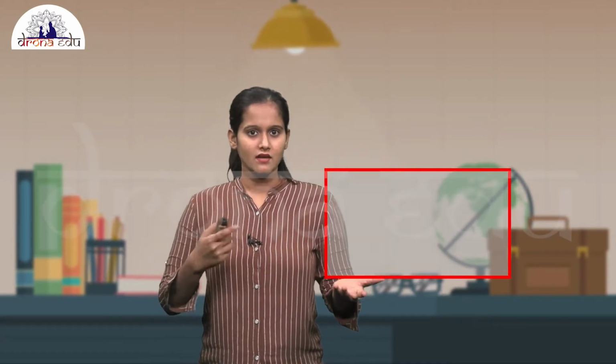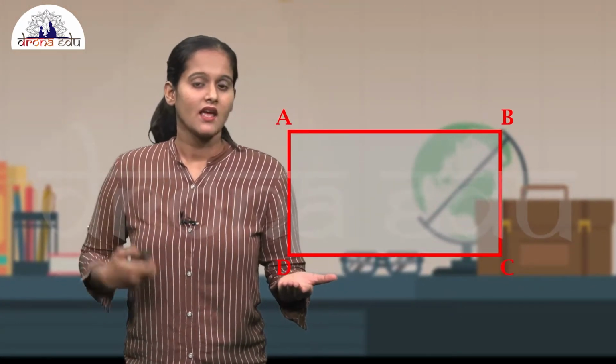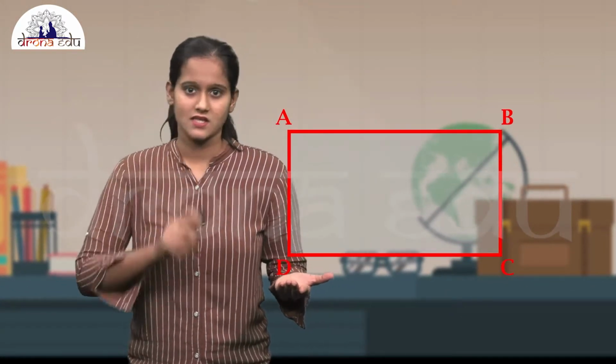A four-sided polygon, right? Now let us know what other polygons can be seen or drawn from them. For that, for instance, I'll take the rectangle like this. You can see, right? Here, AB, BC, CD and AD are the sides.